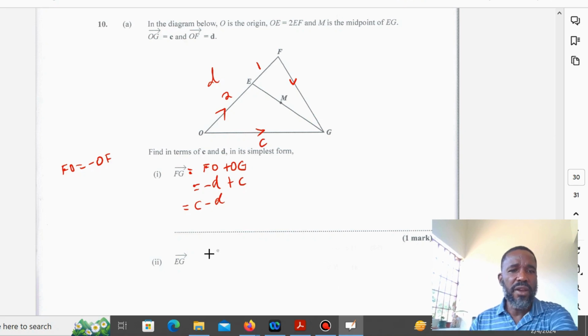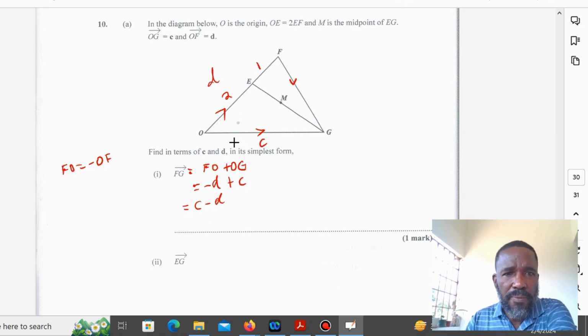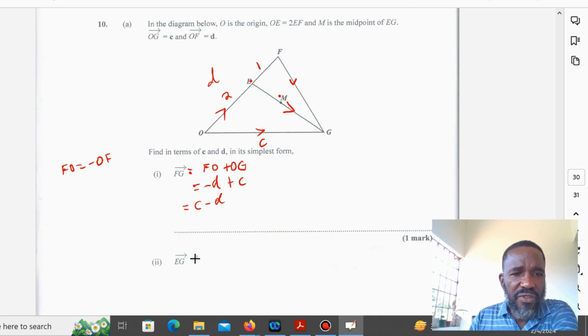Now, in order for us to find E to G, it means I'm walking from E down to G. So I'm walking along that line. If I'm going to walk along that line, again, I have to walk from E to O and then from O to G. So therefore, E to G means EO plus OG.